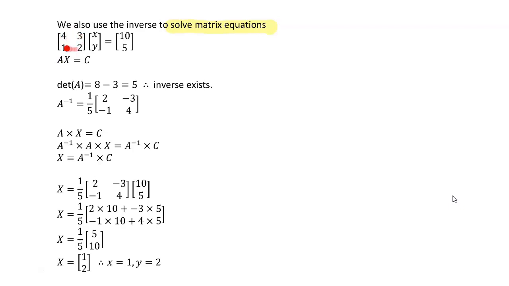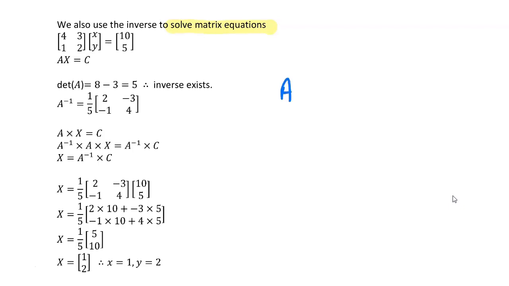So looking at this, the determinant of A, we've got 4 times 2, which is 8, take away 3 times 1, which is 3, so that's 5. Therefore, that inverse exists. Okay, so the inverse of A is equal to 1 on 5, 2, negative 3, negative 1, 4. Now this is where I find it a good idea to physically do the algebra. Now I'll write it out as well as talking about it.